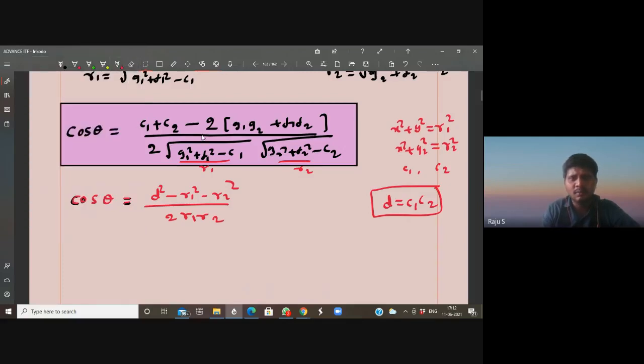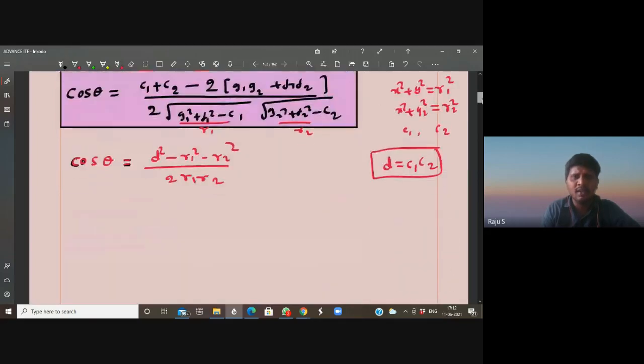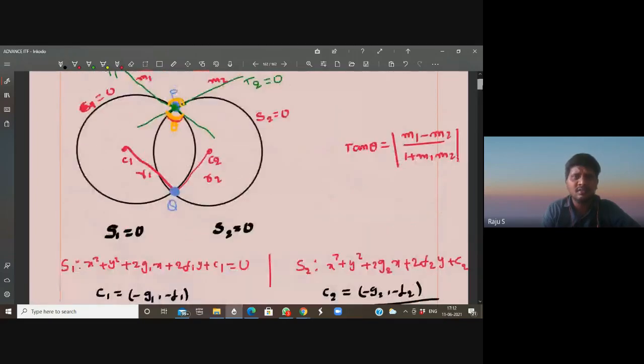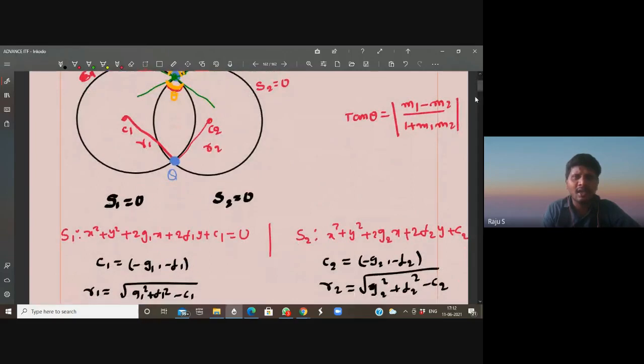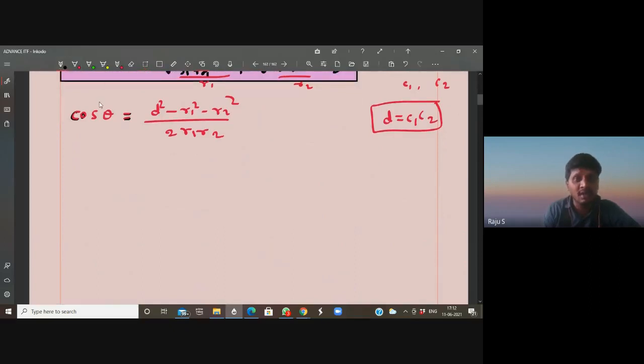Cos theta is equal to (C1 plus C2 minus ...). Fine. So here, this is the formula for when the angle between two tangents is 90, cos 90 is 0. We discussed the condition last time, you must remember it, very important.